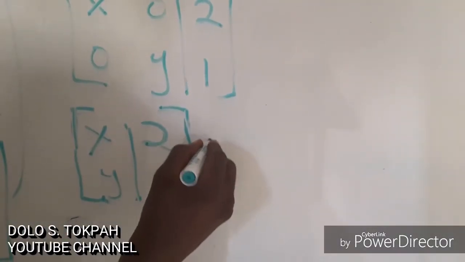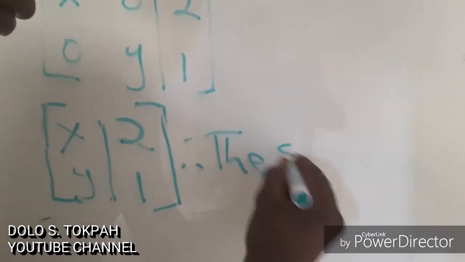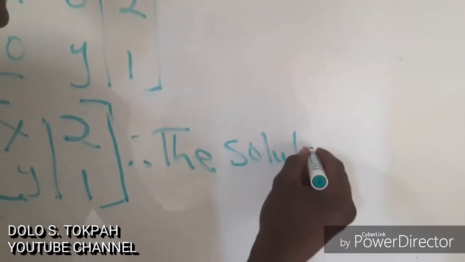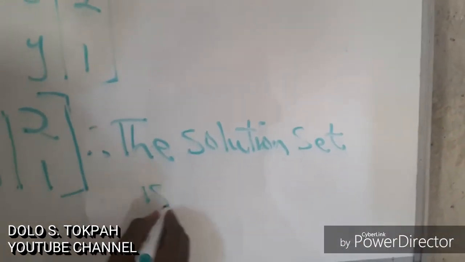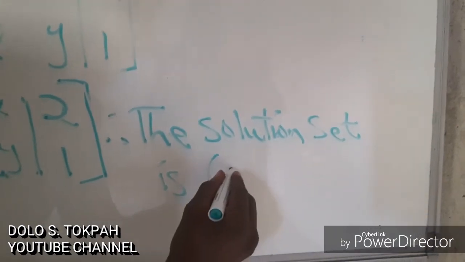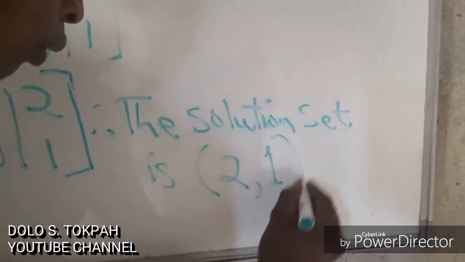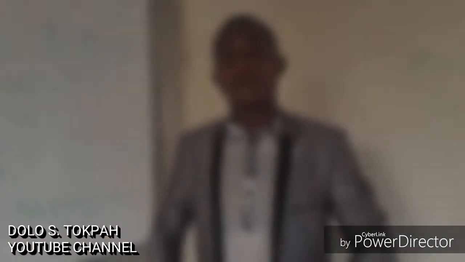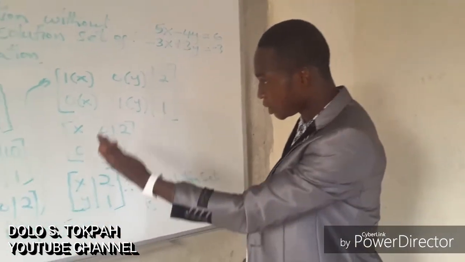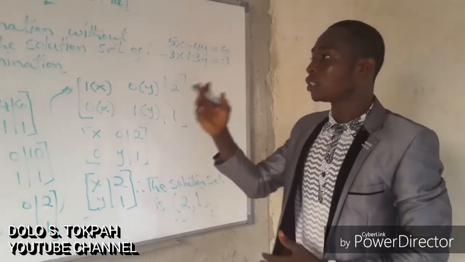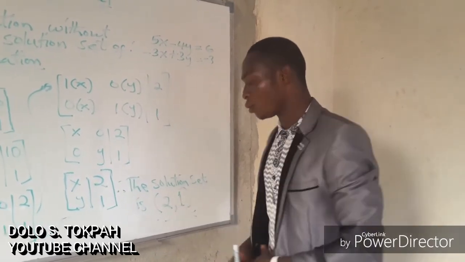Finally, we say therefore the solution is parenthesis open, x is 2 and y is just 1. So thank you, we have already done. This is our answer. The values for x in this system of equations in two variables are: x is 2 and y is equal to 1.